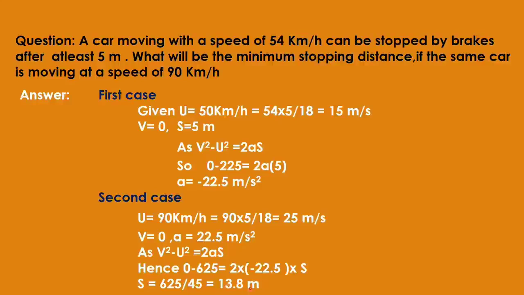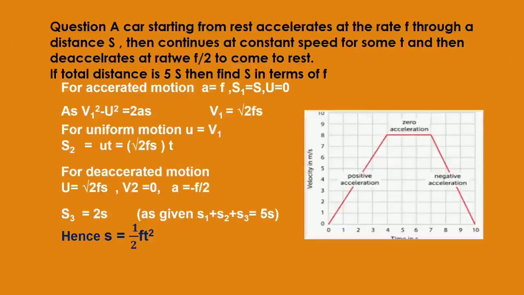So a very simple question, but you should know what we mean by stopping distance, and you have to apply the third equation of motion. And the capacity of the car, of course, we will suppose to be the same all the time whenever we apply the brakes. So it will simply depend upon the initial velocity given to you in the question.